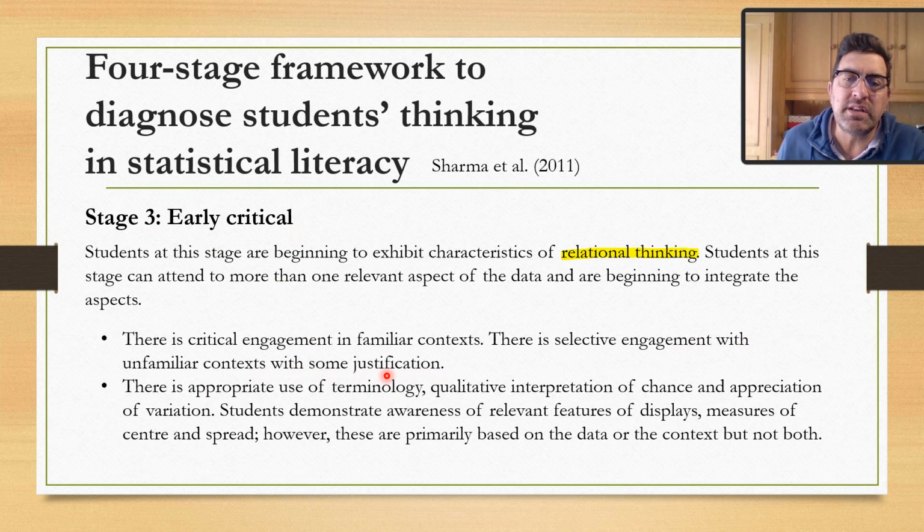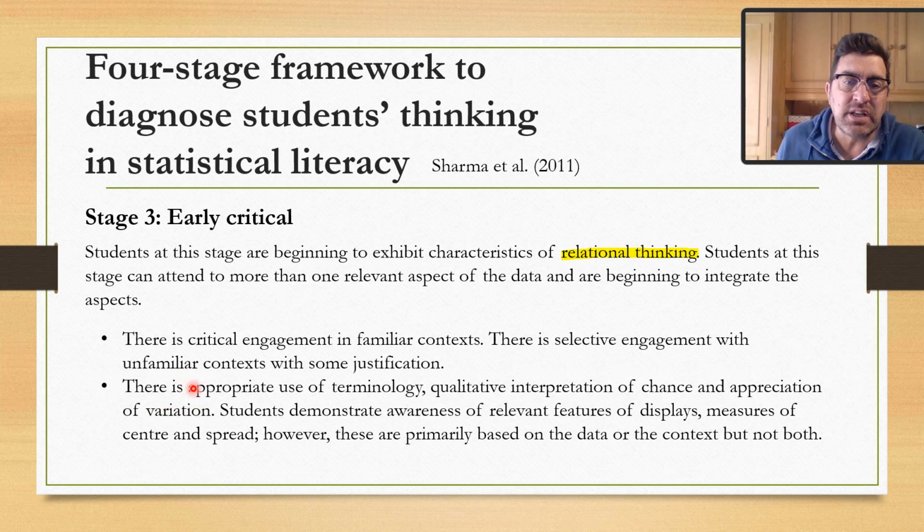So you can immediately expect at the next level, the child can work across familiar and unfamiliar contexts. Remember, this is the early critical stage. There is appropriate use of terminology, qualitative interpretation of chance and appreciation of variation. The appreciation of variation, very important.